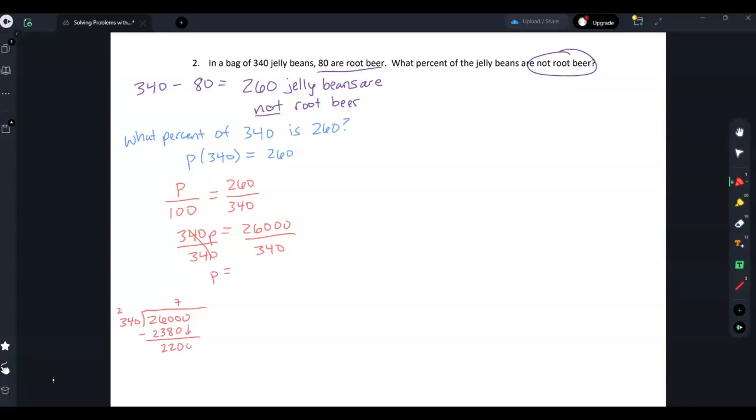And then bring down my 0. Since 7 times 340 was 2,380, this should be a little bit smaller than that. So yeah, this should be just 6 times. So 6 times 0 is 0, 6 times 4 is 24, 6 times 3 is 18, plus 2 is 20. So that gives me 160 as a remainder.